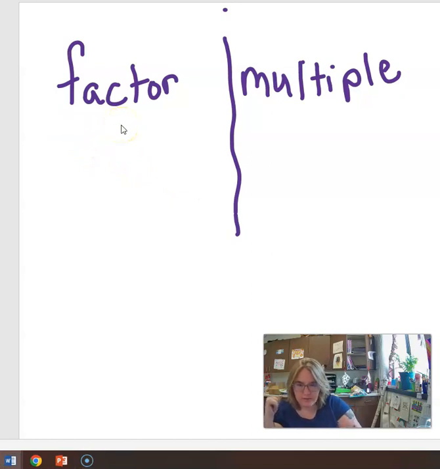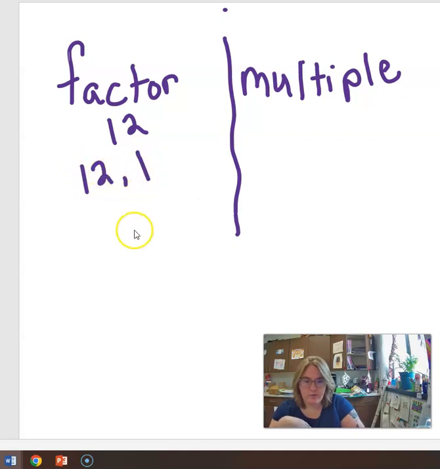When I say I'm trying to find the factors of something, let's say the number 12, a factor pair is a pair of numbers that I multiply to get another number. When I look at the number 12, I can always start with the factor pair 12 and 1, because any number times 1 will be itself. And then I can think of other factor pairs.